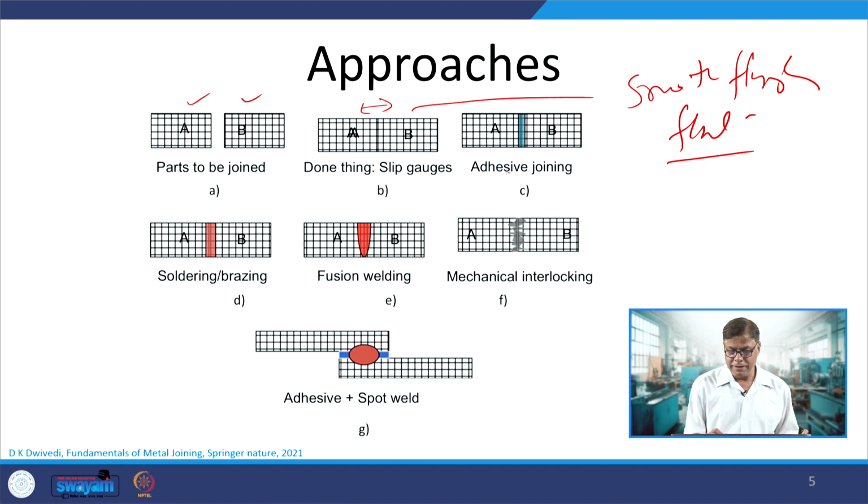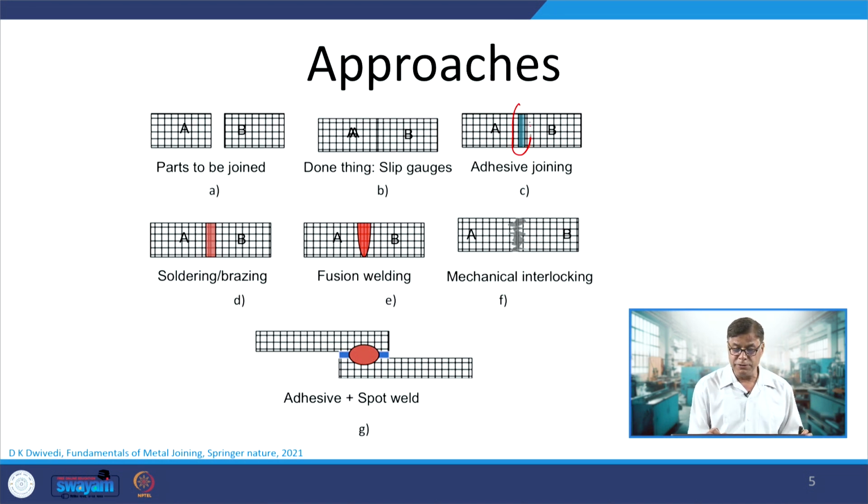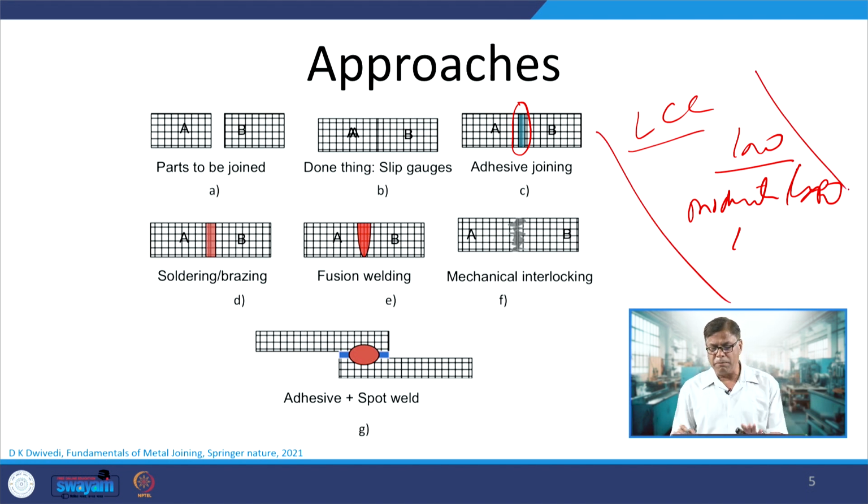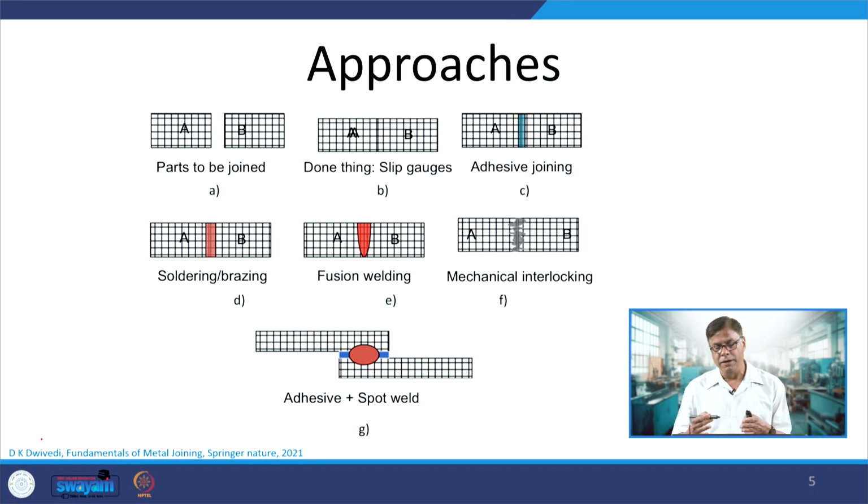Here, in case of adhesive, when the two components are joined by putting the adhesive in between, this offers a reasonably good joint in terms of strength and load carrying capacity, LCC. This is low, not very high. These also perform under moderate or low temperature conditions. Therefore, these are preferred only under normal service conditions and for developing non-structural joints where the load will not be directly coming heavily onto the joints.